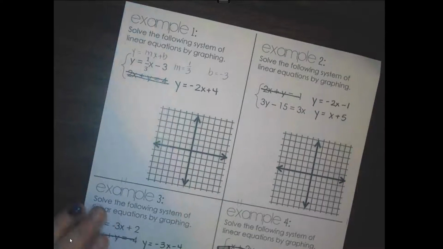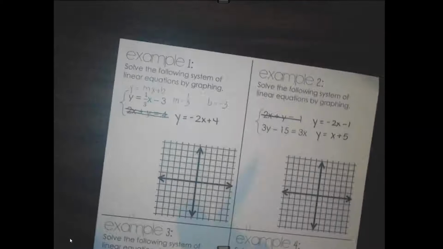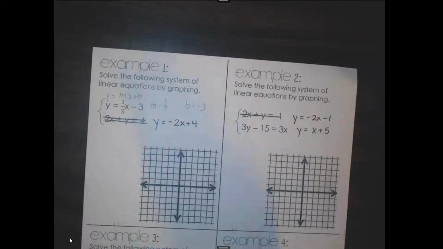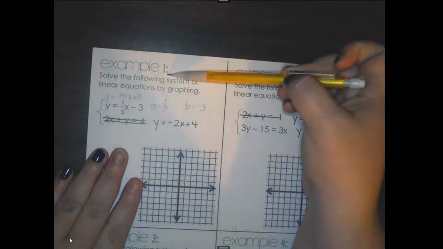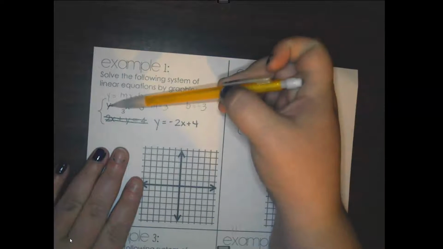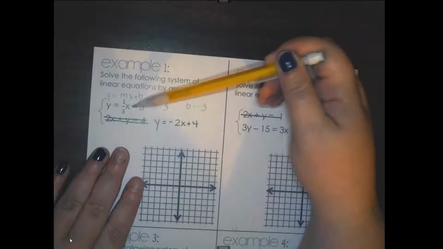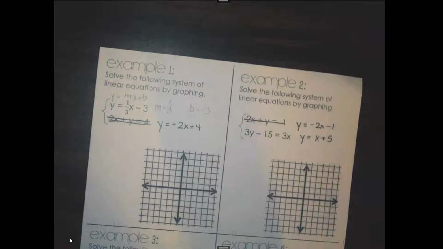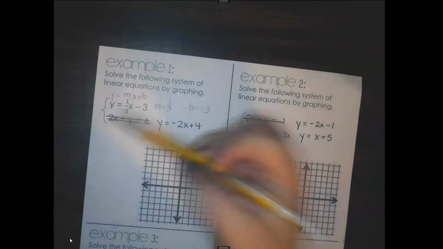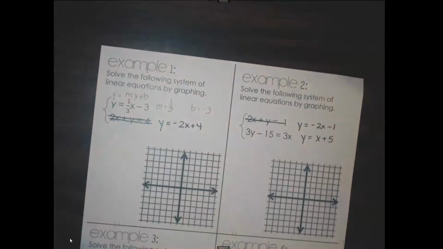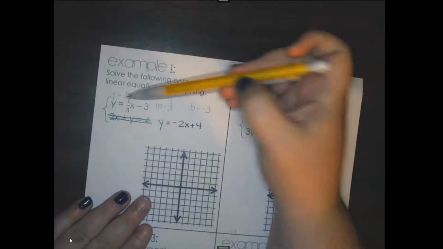All right, so sorry I'd already started writing on this because this is my second time making this video. I had a mistake on the first one. So for example 1, I want you to write example 1 in your journal. I want you to write these 2 equations down if you're doing this by hand. Y equals 1/3 x minus 3, and y equals negative 2x plus 4. You'll notice that there's a bracket. Anytime we are talking about systems of equations, there's going to be a bracket there.